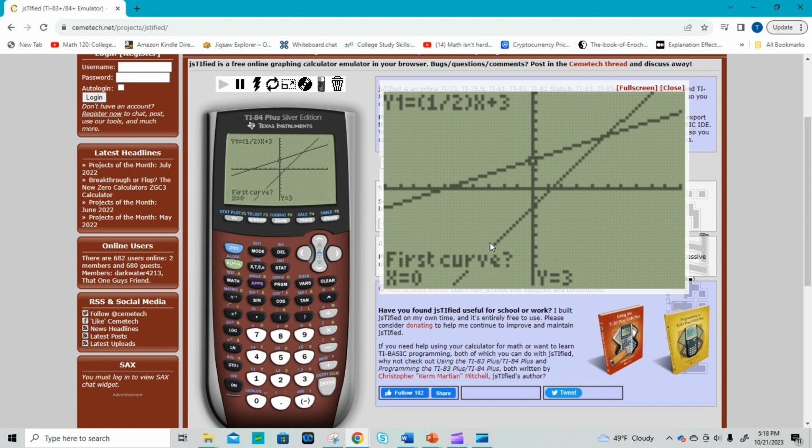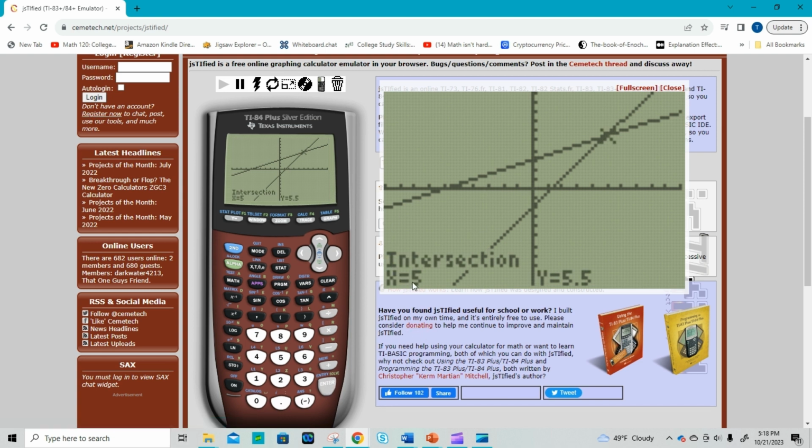The first question is first curve. And yep, that's the first curve, so I'm going to hit enter. Second curve, I'm going to hit enter. And now it wants me to guess. I could move that little blinking cursor closer to that intersection point. There's only one intersection point, so I'm just going to hit enter again and make the calculator find it.